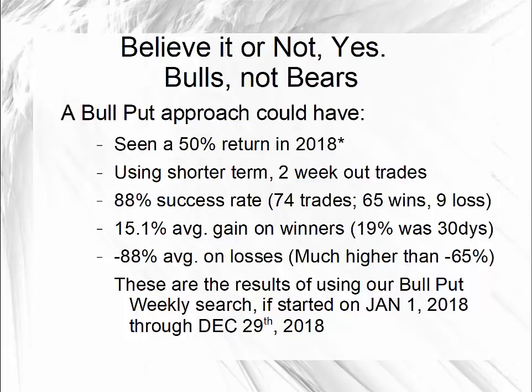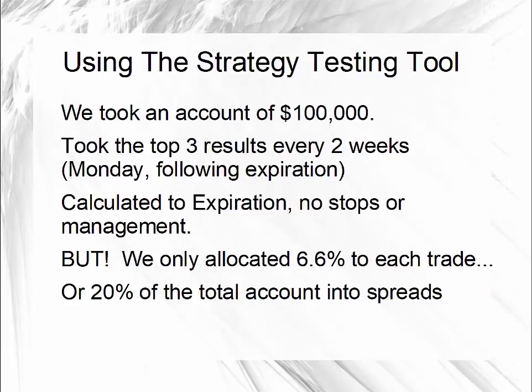These are the results of the bull put weekly search we show on Power Options if we started positions on January 1st, 2018 and ran them through December 29th, before the start of 2019. One of our featured additional products is the strategy testing tool. So we simulated an account of $100,000. We took the top 3 results every 2 weeks that matched that criteria. And we opened the position the Mondays following the expiration. We ran the spreads to the expiration 2 weeks away with no stops or management.